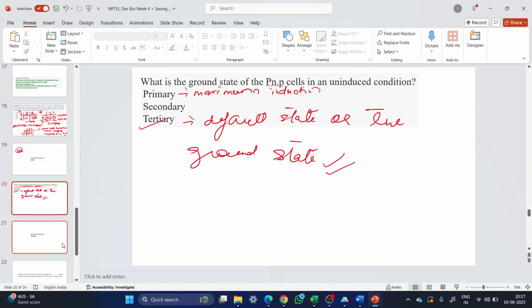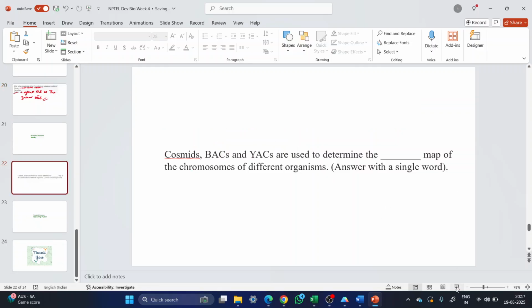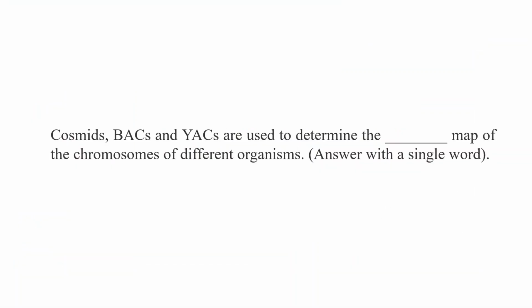Now let us come to the last question. Cosmids, BAC, and YAC are used to determine the dash map of the chromosomes of different organisms. Okay, so these are basically cosmids, BAC, and YAC. These are basically your plasmids. BAC is bacterial artificial chromosome, YAC is yeast artificial chromosome. These are bigger plasmids. So these are used to determine the dash map of the chromosomes of different organisms.